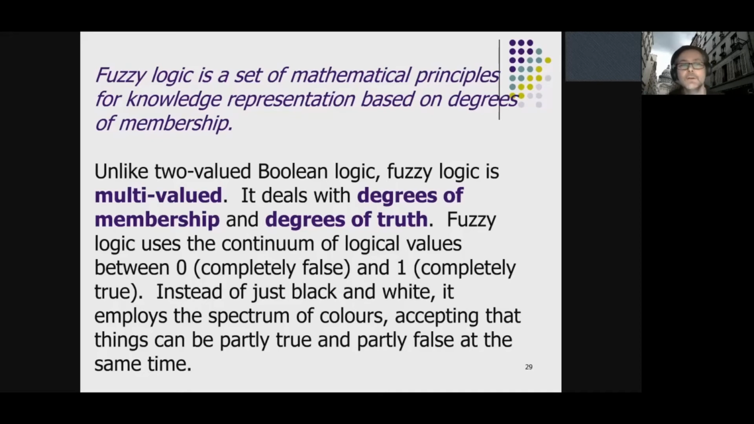So to summarize, fuzzy logic is a set of mathematical principles about knowledge representation based on degrees of membership. Okay, it's multi-valued. So we are dealing with degrees of membership and degrees of truth. Okay, something, just to stretch it, can be false to some degree and true to some other degree. Okay, so there is no black and white.